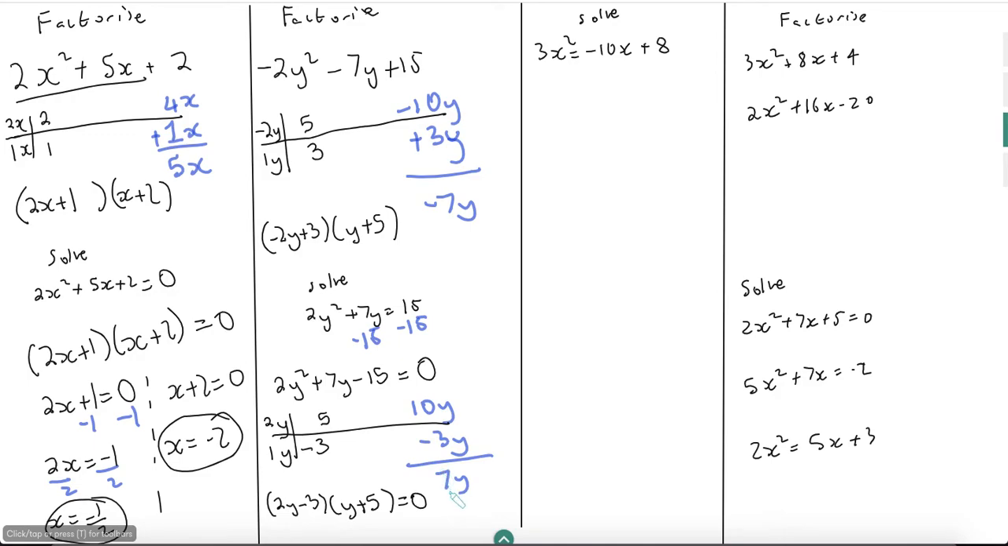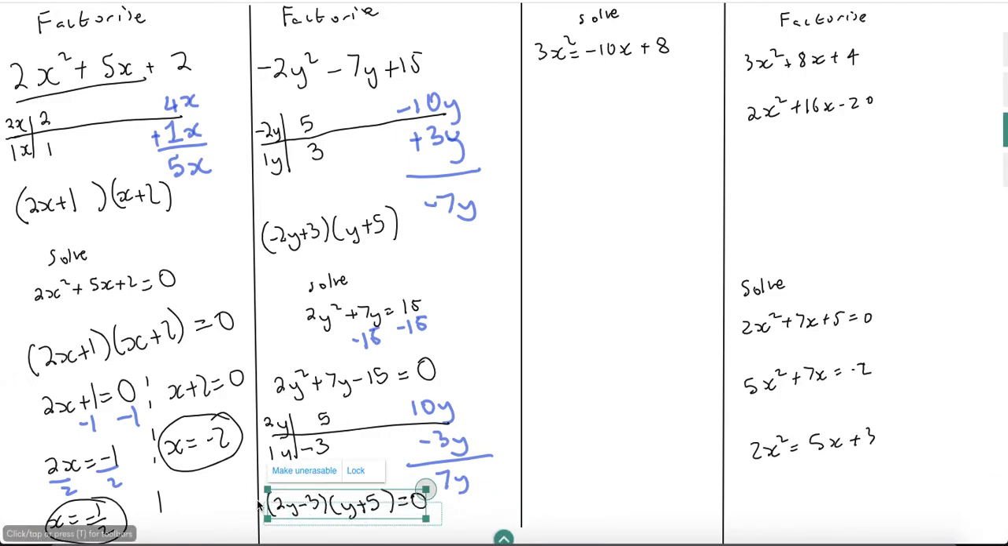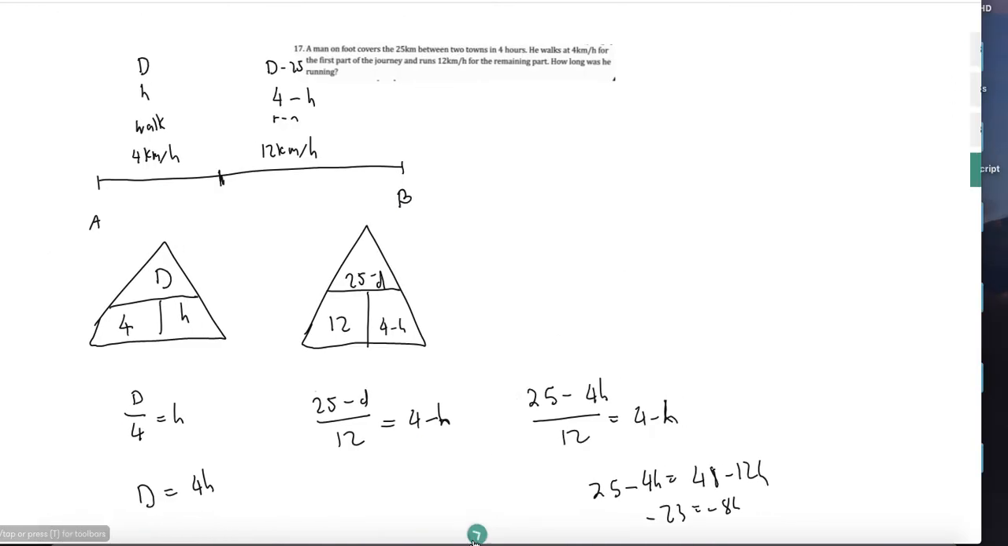All right? And we can solve that. Oh my gosh, I don't have much space. Here, you know what? I'm going to move to the next page, a new page.